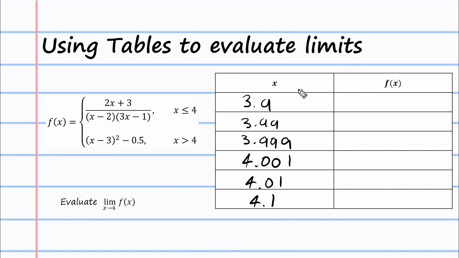Okay, so let's see. If we plug in 3.9 into f of x, what do you get? I got 0.5312. If you plug in 3.99 for x, I got 0.5030. For x equals 3.999, I got 0.5003.